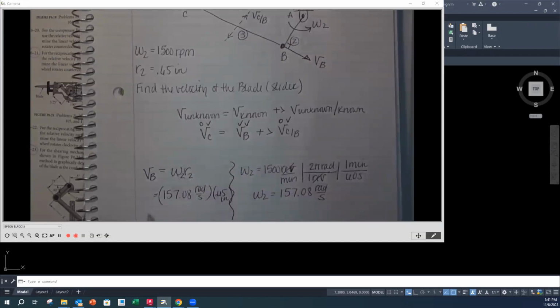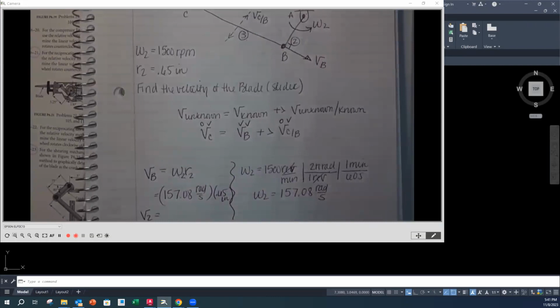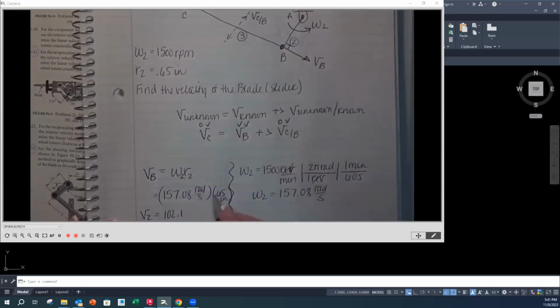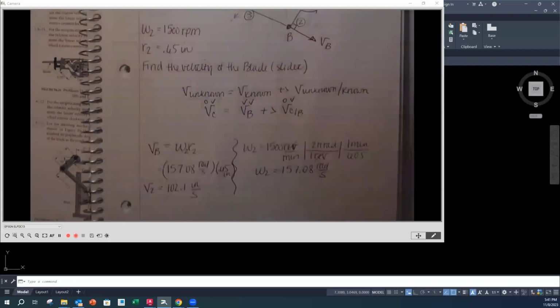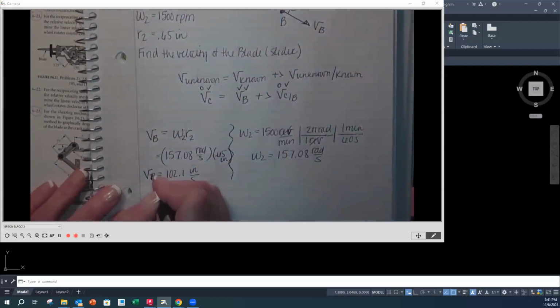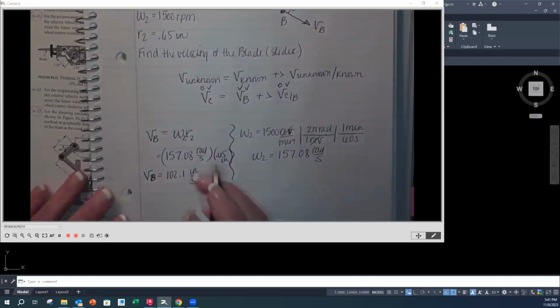So now we're going to multiply those two together. 157.08 times 0.65, and I get 102.1. And radians times inches per second, that's going to be inches per second. Radians are going to disappear, right? Oh, I should say B. This is the velocity of B. Sorry about that. Velocity of B.